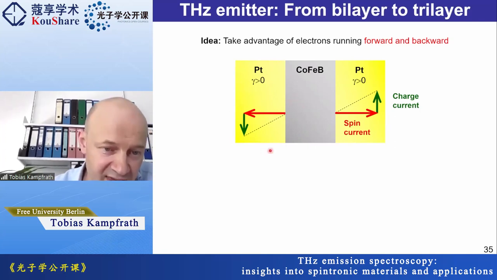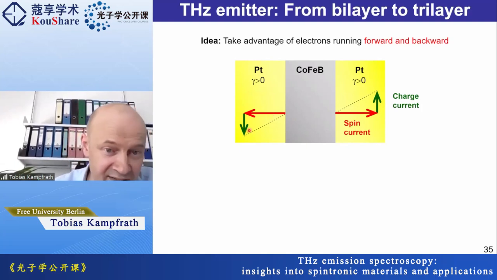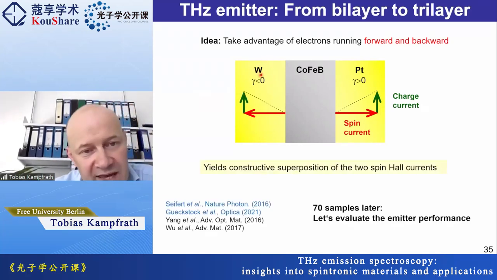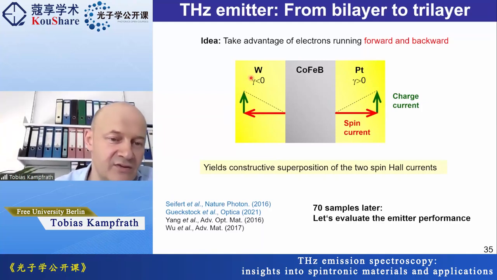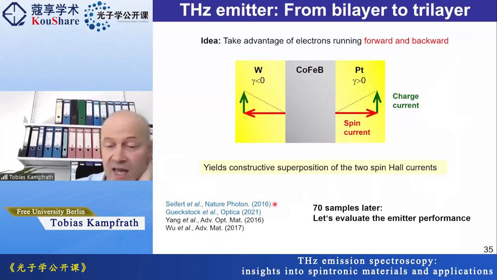So let's take advantage of this spin current and add another layer here. But if we add platinum, then the structure becomes fully inversion symmetric, and we do not get any signal anymore. We have to break the inversion symmetry again. And we can do this by using tungsten instead of platinum, because tungsten has an opposite spin Hall angle compared to platinum. And this means that electrons are now deflected also in the upward direction here. And this means that the spin Hall current from the left layer and the right layer now add up constructively, and we get maximum terahertz emission amplitude.